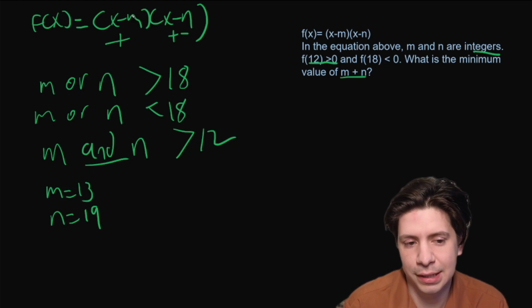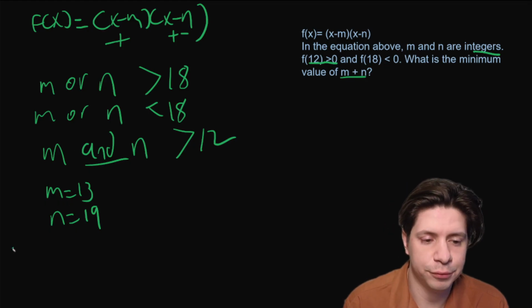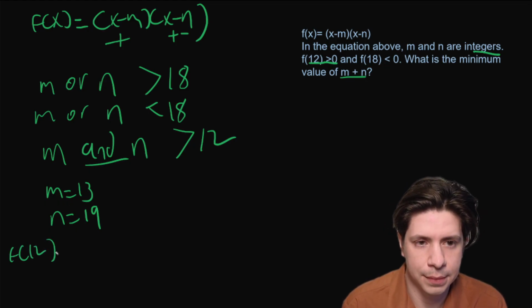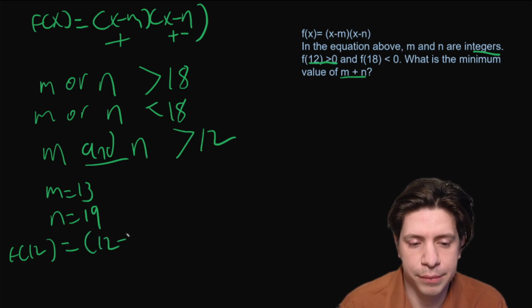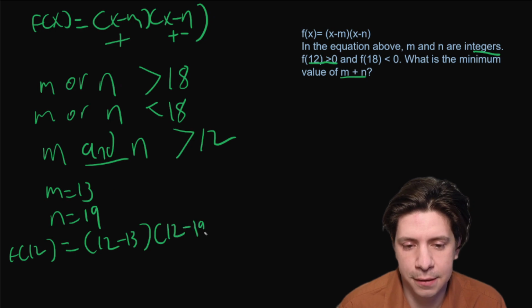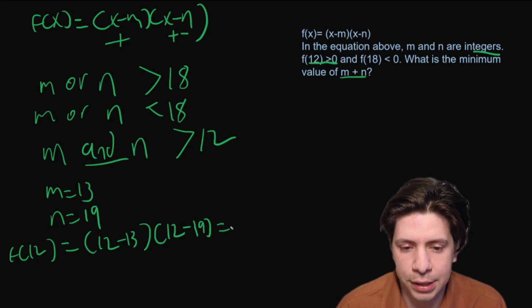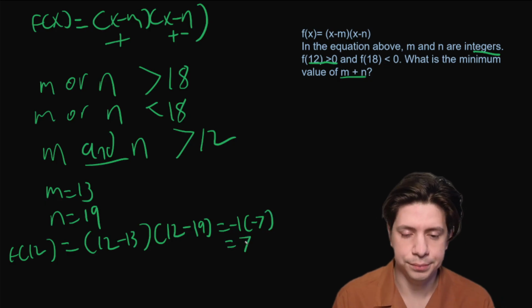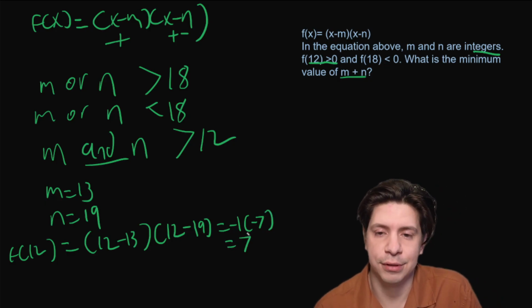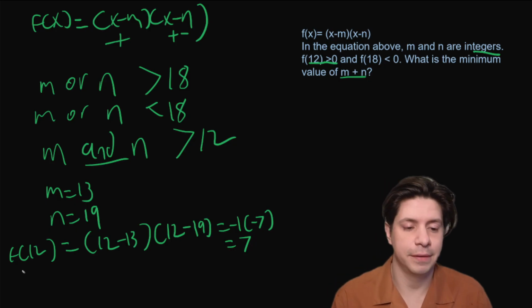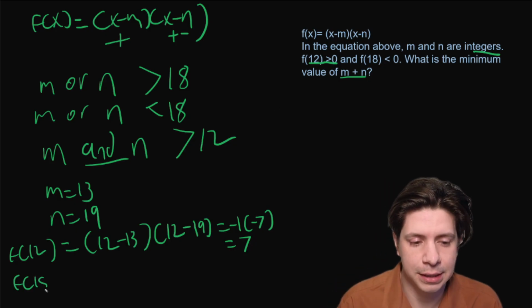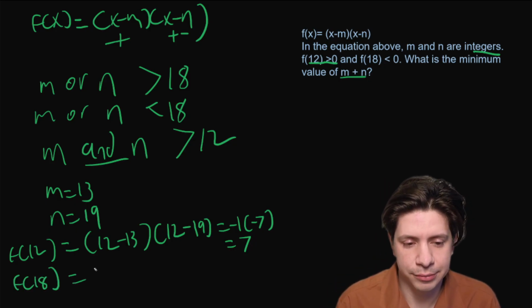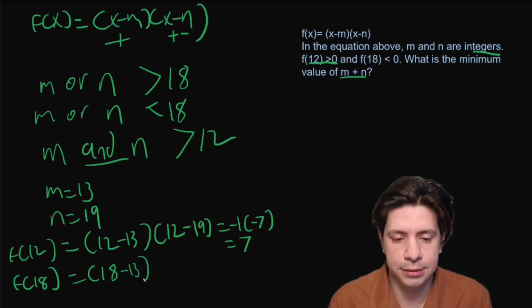And you can even plug it in and see what happens. So f of 12 is going to give you 12 minus 13, 12 minus 19, which gives you negative 1 times negative 7, which gives you 7. Okay, nice and clean. That gives you the positive that you wanted when it's 12, and then we plug in f of 18, and we want negative. So it's going to be 18 minus 13, so that's positive, right?